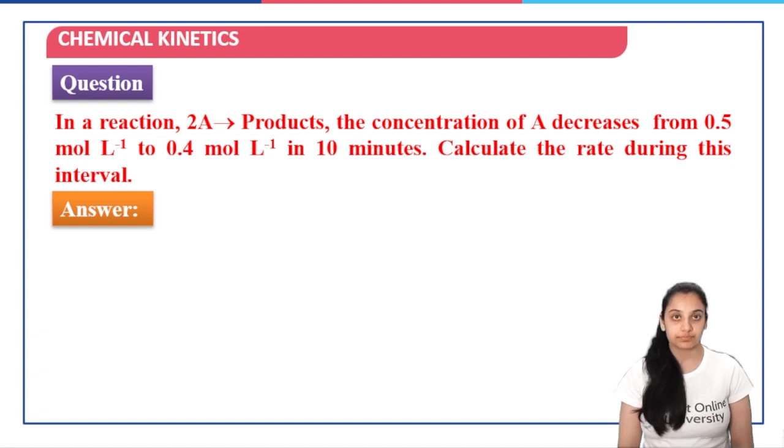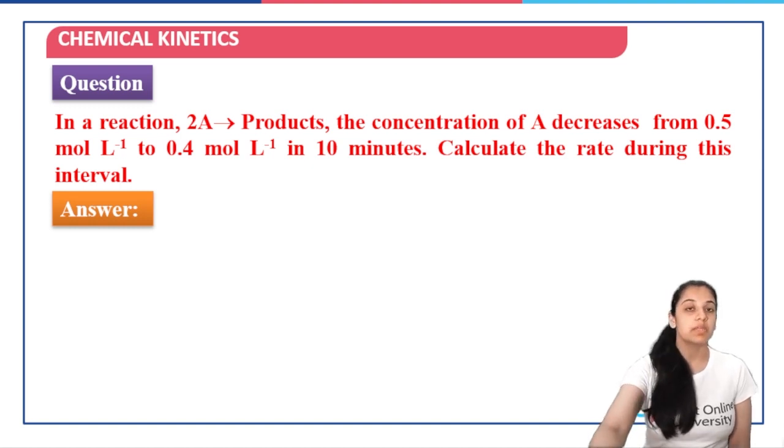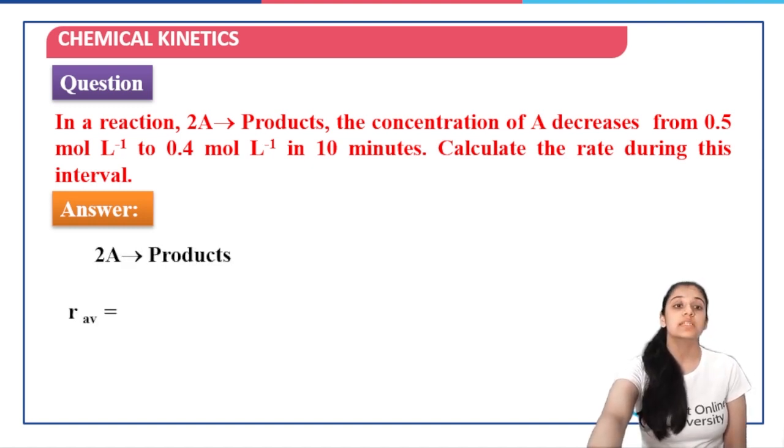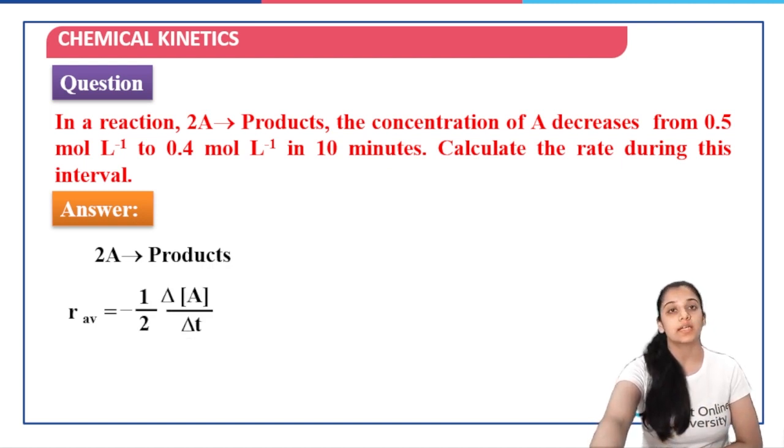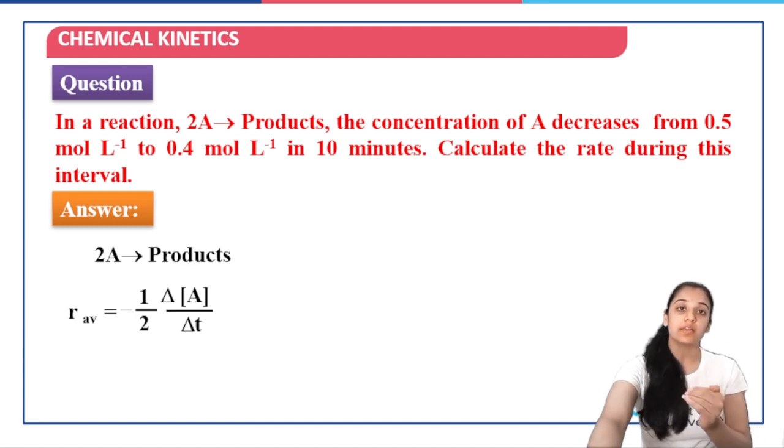But there is a stoichiometry aspect that we need to consider here. 2 moles of the reactant have been provided, and therefore we are supposed to calculate accordingly. So let me give you the solution for this. The average rate would be minus half into delta A upon delta T. So how do we take into account the stoichiometry before the reactant or the product? We divide the concentration by that number.